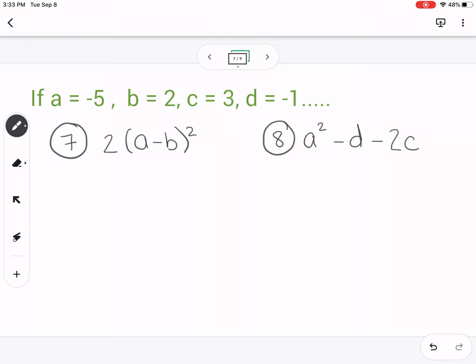Okay, pause the video, try these 2 examples, and then we'll go over them. All right, so again, I'm going to give you the answers first. So number 7, the answer is 98. And for number 8, the answer was 20. If you got one of these or both of these problems wrong, pause the video and go try to find your mistake now.